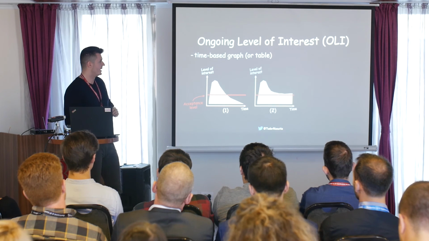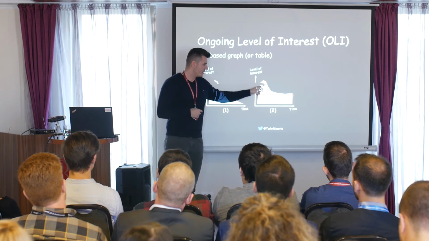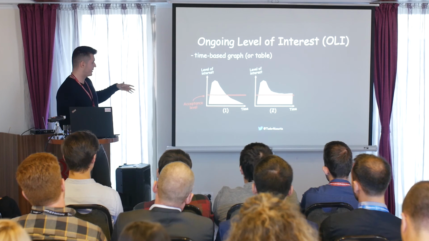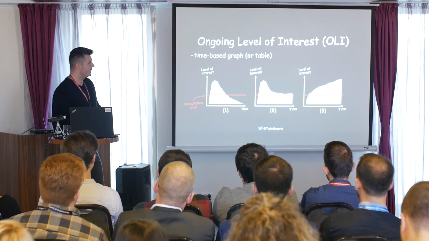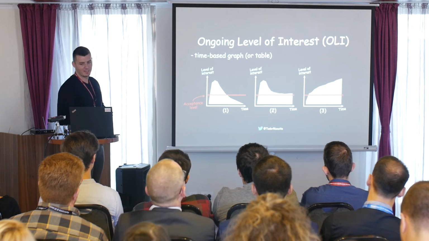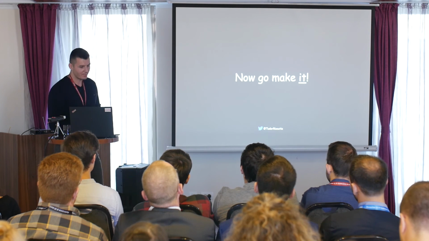build this product. We have a second example where there is a high peak at the beginning. Things start going down, but then they settle at a steady level, which is above the acceptance level. So maybe it makes sense to build this product. And ideally, the interest always goes up and people want your product, in which case you should go on and build it. So now go make it.